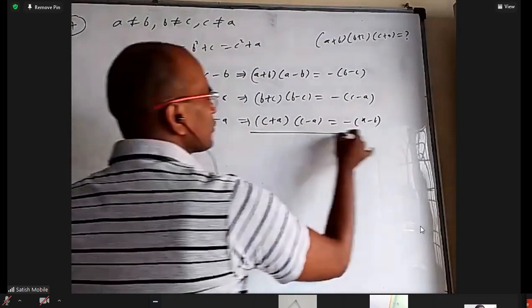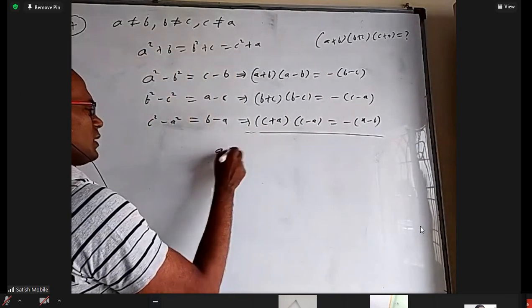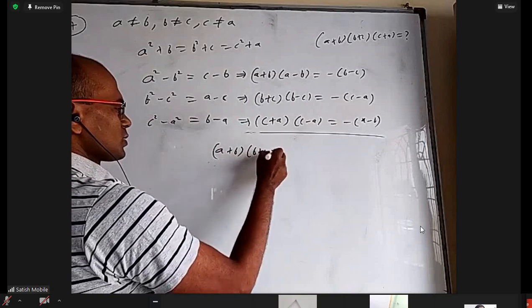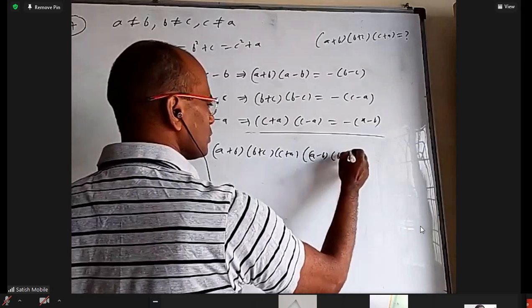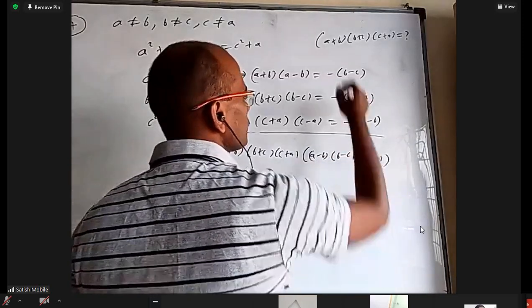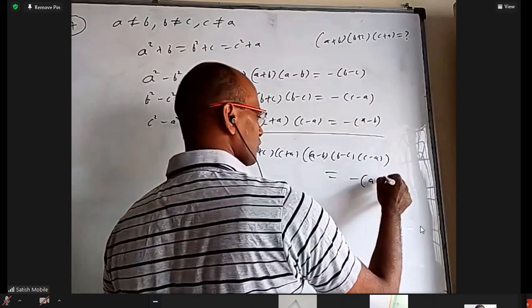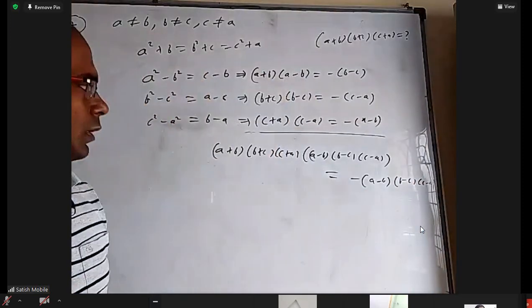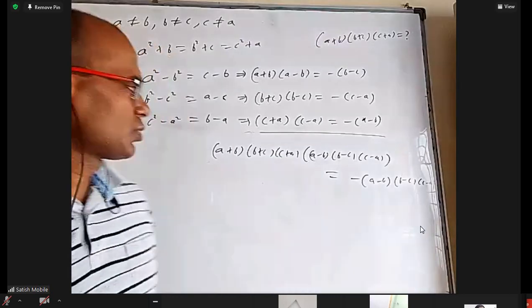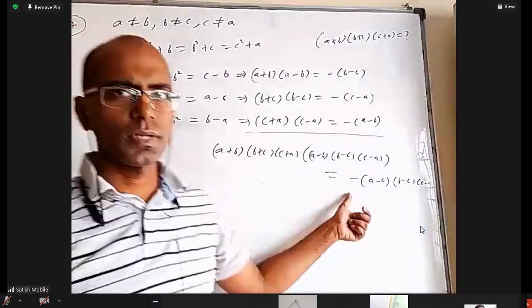Now multiply all of them. You will get (a plus b) into (b plus c) into (c plus a) into (a minus b) into (b minus c) into (c minus a) equals minus 3 times, that is minus of (a minus b) into (b minus c) into (c minus a). I can cancel these two, they are not zero. So I'll get (a plus b) into (b plus c) into (c plus a) equal to minus 1.